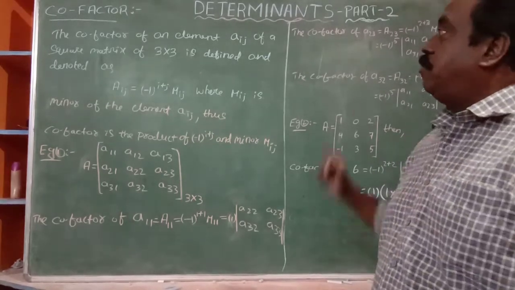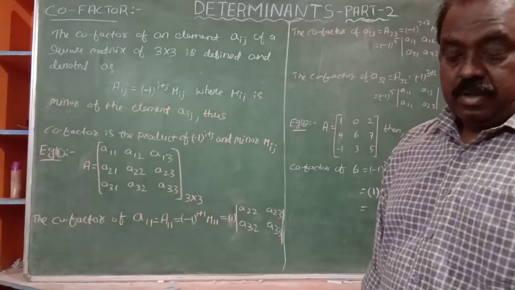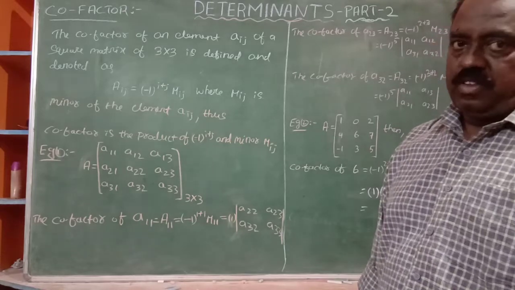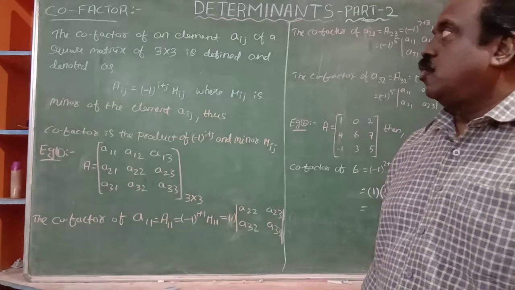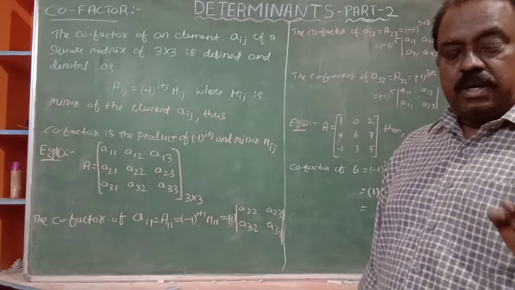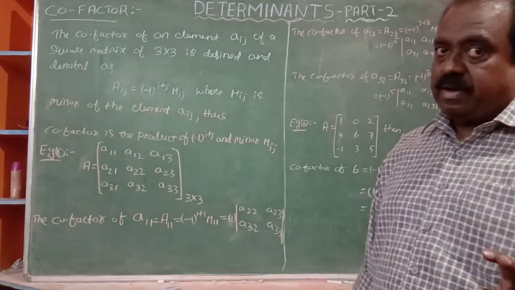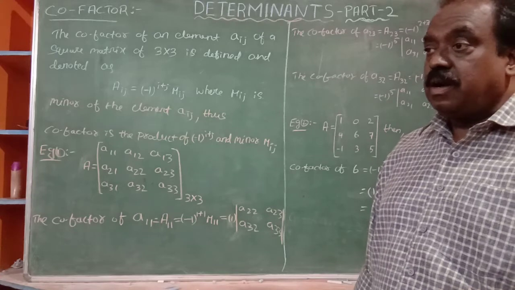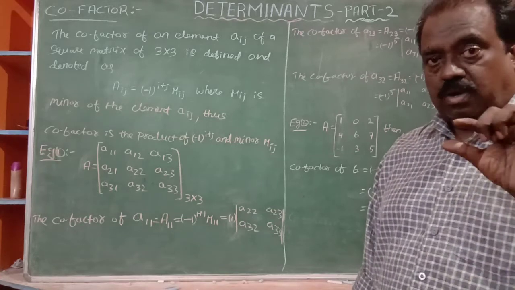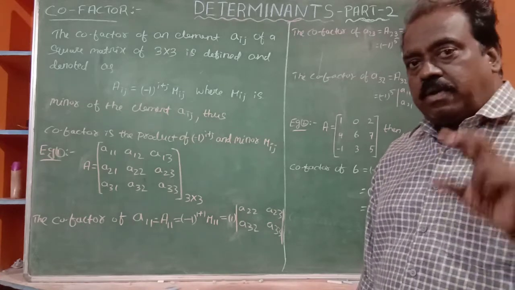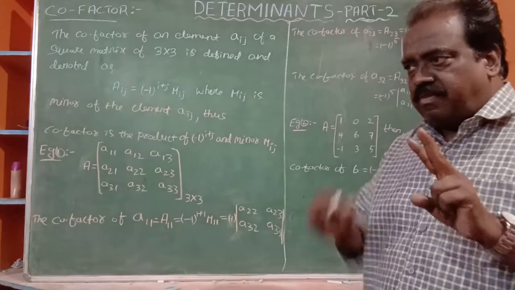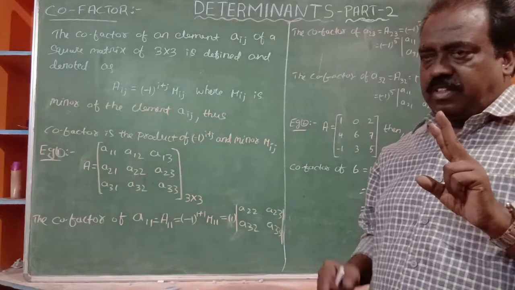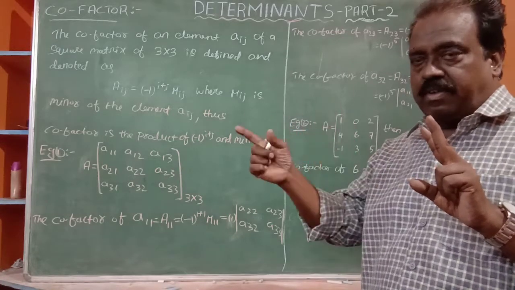This is part 2 in the determinant. In the first video, I taught you about the determinant of a 2 by 2 matrix and the minor of an element of a 3 by 3 matrix. Don't confuse them. The determinant of a 2 by 2 matrix is very simple, AD minus BC.